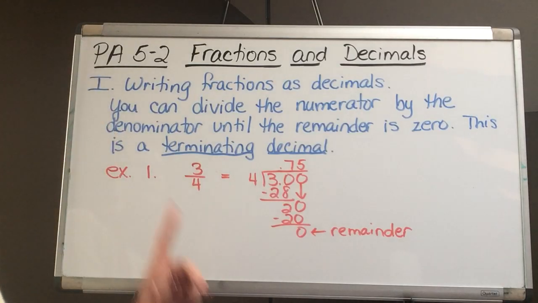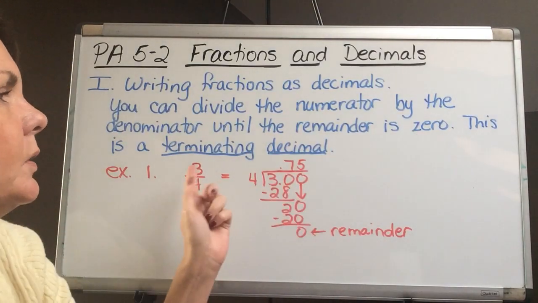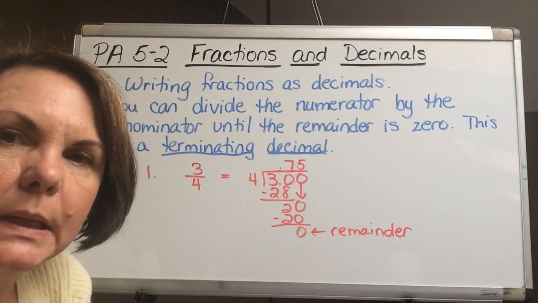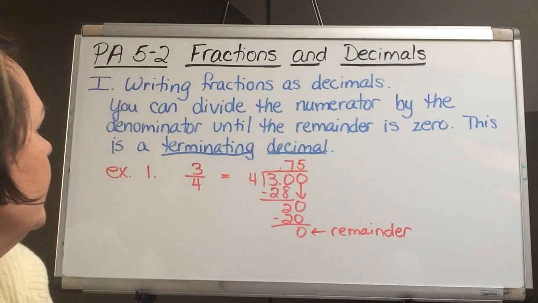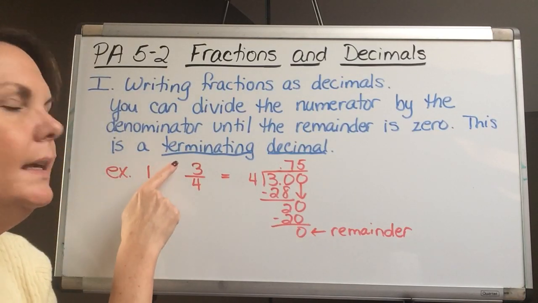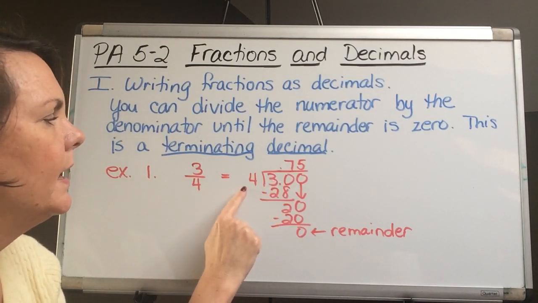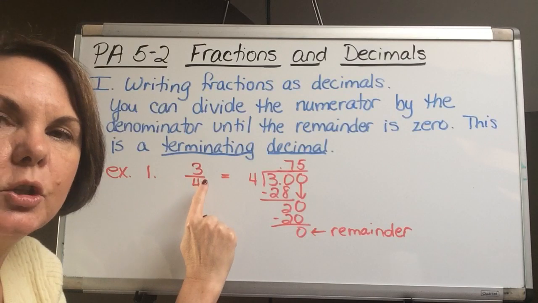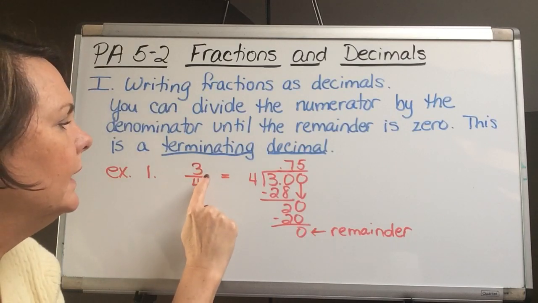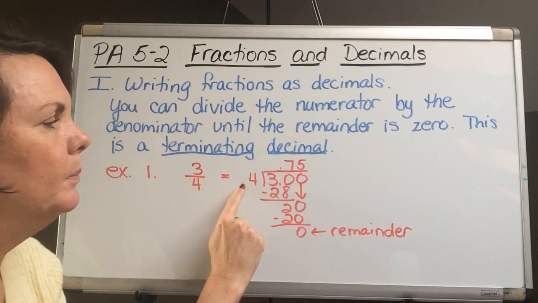So if you take a look here, what happens is when you get a remainder of 0, that's called a terminating decimal. And terminating means it ends. So if you take a look at example 1, the fraction is 3/4. 3 is the dividend and 4 is the divisor. So 3 is being divided by 4. Remember, that's what the fraction bar means.